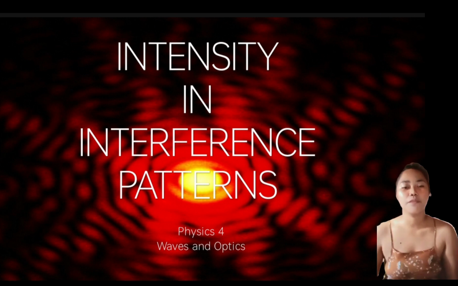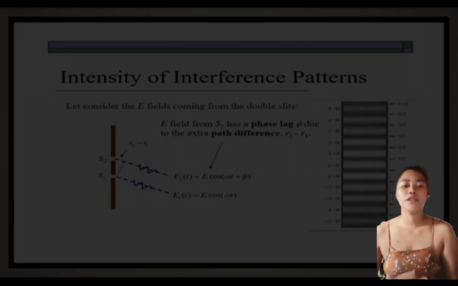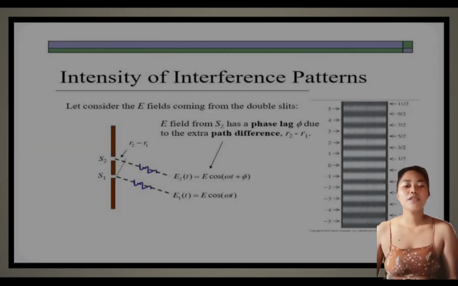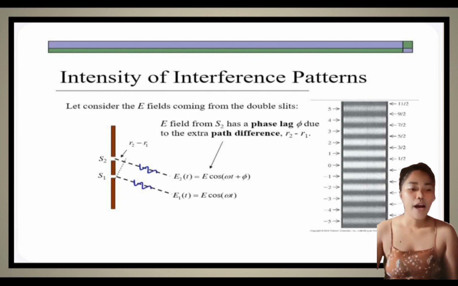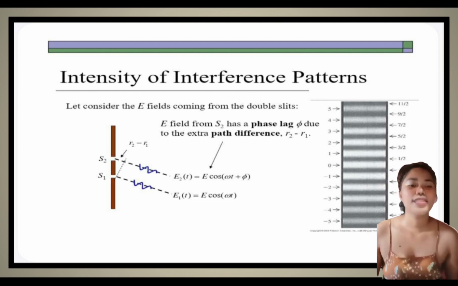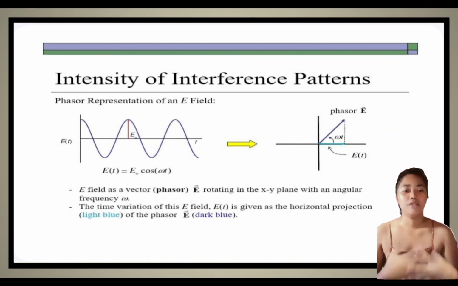The resultant wave may have greater intensity or lower amplitude if the two waves are in phase or out of phase respectively. So in the intensity of the interference pattern, let's consider the E fields, or the electric fields, coming from the double slits. The E field from S2 has a phase lag phi due to the extra path difference of R2 and R1.